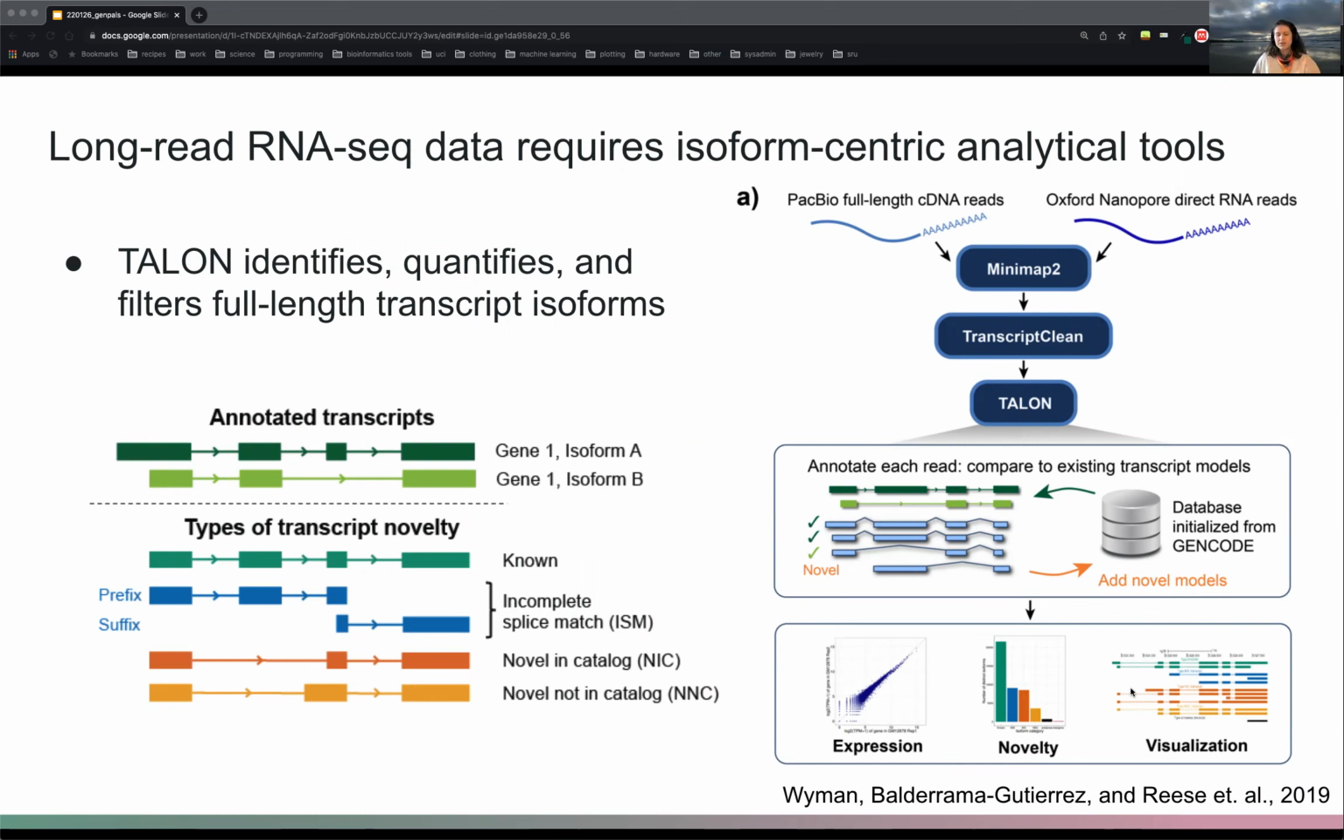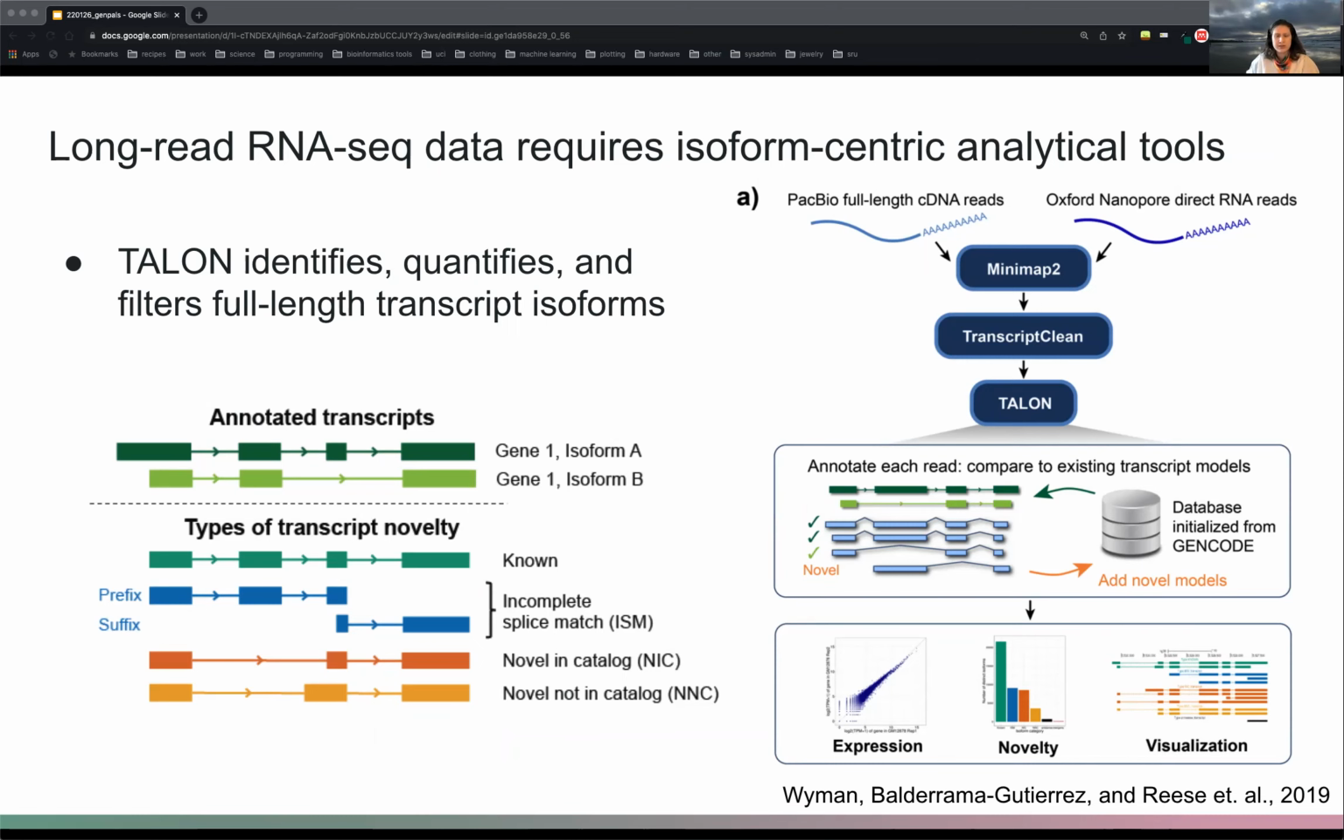An important part of pretty much any long-read RNA sequencing software to be useful is to report known transcripts, so transcripts that are present in the annotation, but also report novel transcripts, or transcripts that are not annotated, not known before, especially because our current genome annotation or transcriptome annotations tend to be very heavily based on the previous generation of sequencing, or short read sequencing. So basically we expect to find novel things in the long read sequencing data that are not in the short read sequencing data. So that is what Talon is used for.